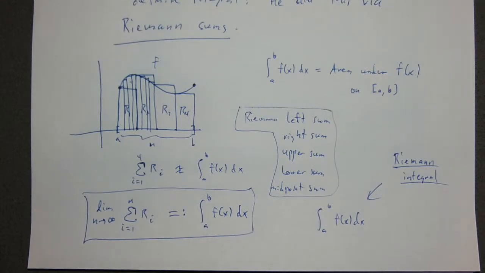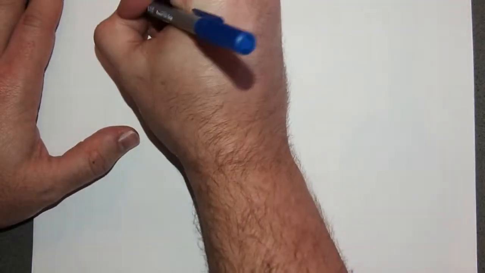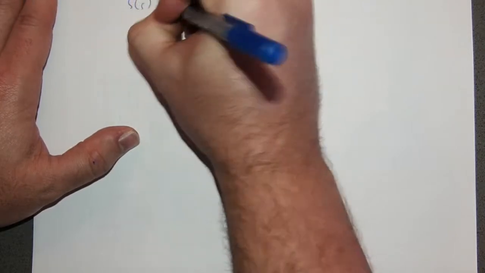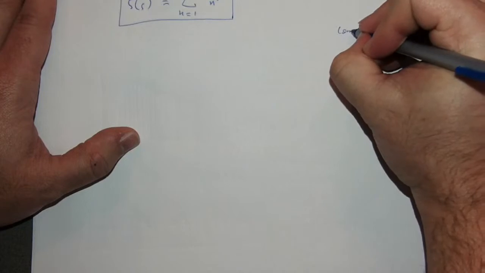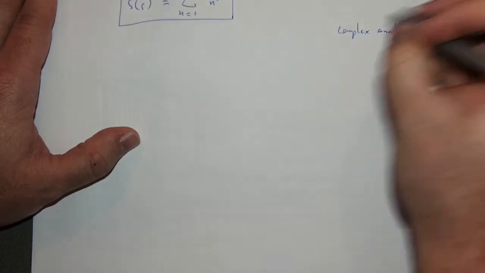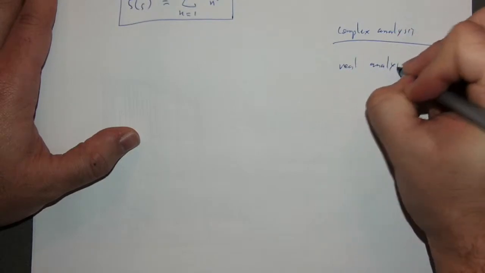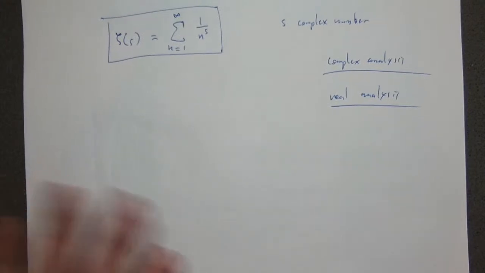So, but anyway, this was not, of course, at all Riemann's only contribution, but it's one that you're well aware of, that you've seen in some form. So Riemann also defined the Riemann zeta function, which was this sum from n equals 1 to infinity of 1 over n to the s, where s is a complex number. Now, this has to do with a study of a field called complex analysis, as opposed to real analysis. So real analysis is the study of functions of a real variable, which is what you're used to from calculus. Complex analysis is the study of functions of a complex variable.